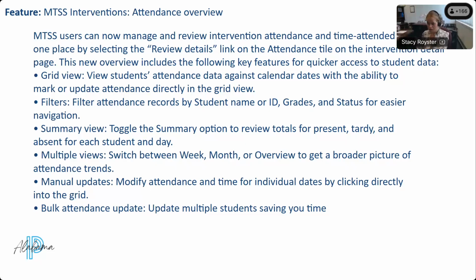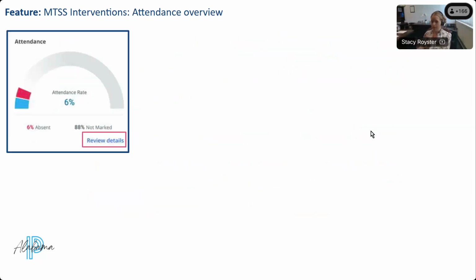So here's the description of it. You got it in writing, but I'm fixing to show it to you. Everybody is used to seeing this little attendance rainbow that builds out that percentage of who's absent, who's present, and who you've not marked. Everybody understands where this is on that intervention page when you are monitoring and putting in data. Well, there's a new link down at the bottom of that little widget that says review details.